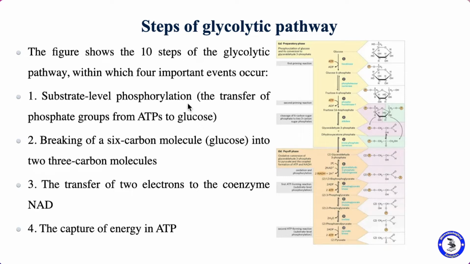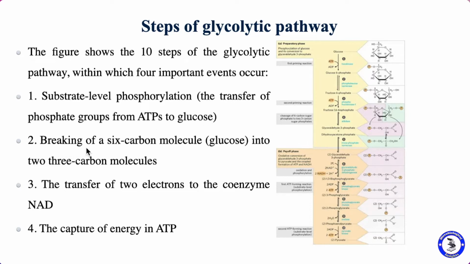And let us move on to the steps of the glycolytic pathway. The glycolytic pathway has 10 steps, and in these 10 steps, mainly 4 important events occur. What are the 4 important events? The first one is substrate level phosphorylation. That means the transfer of a phosphate group from an ATP molecule to glucose. So in substrate level phosphorylation, the phosphate group is transferred from ATP to glucose.